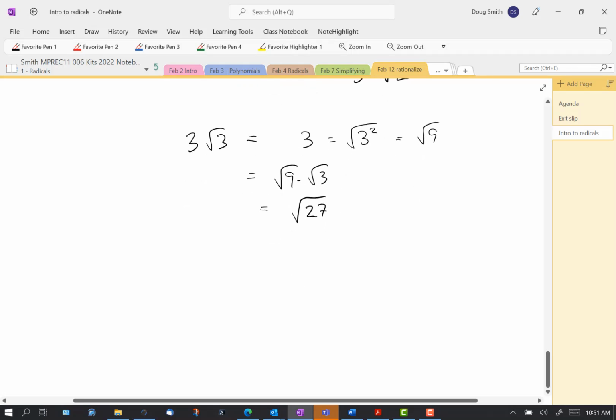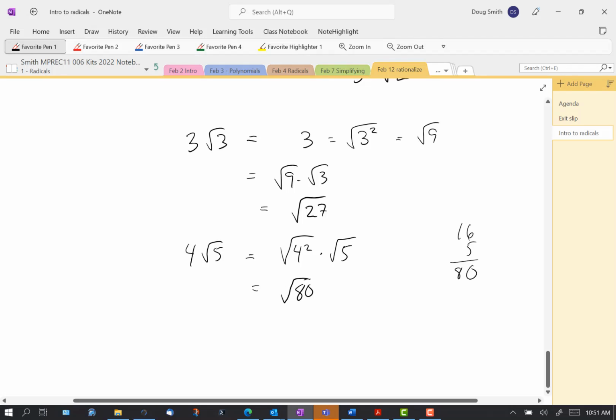Let's try a different one. Let's do 4 root 5. So that's equivalent to the square root of 4 squared times the square root of 5. So 4 squared is 16. So 16 times 5, carry the 3, that's 80. So this is equal to the square root of 80.